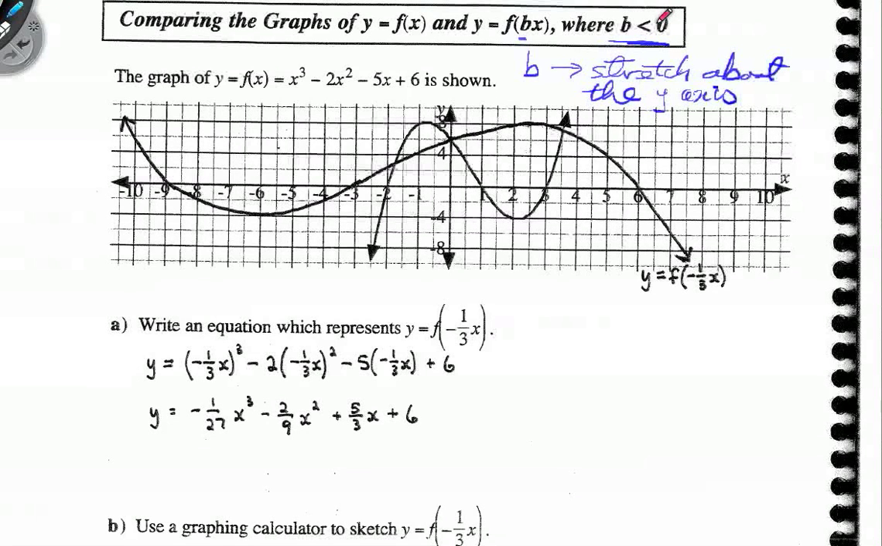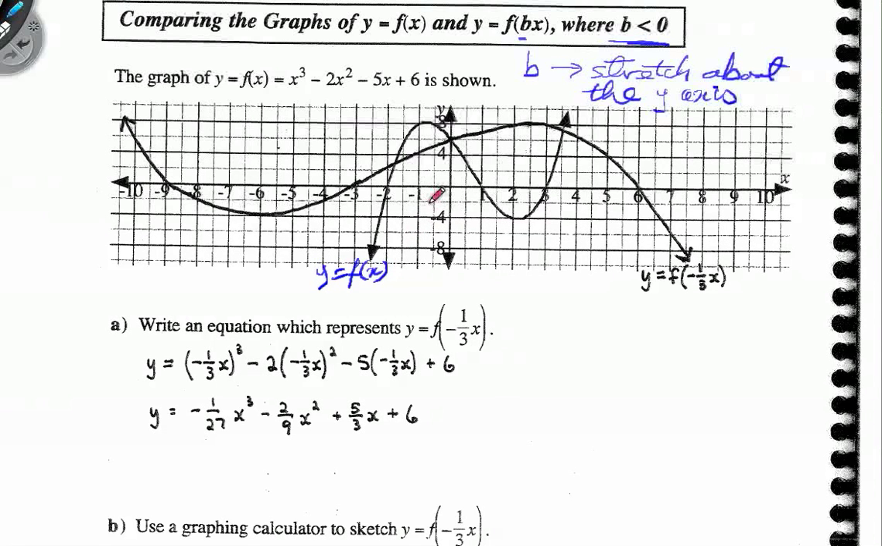So let's look at the equation down here. We've got f of negative a third of x. So this is the original function here, and replacing negative a third wherever we see x results in this equation here. This could be graphed using a graphing calculator. Let's see what happens without the calculator. Let's just look at the original graph. This is the original graph here, y equals f of x.